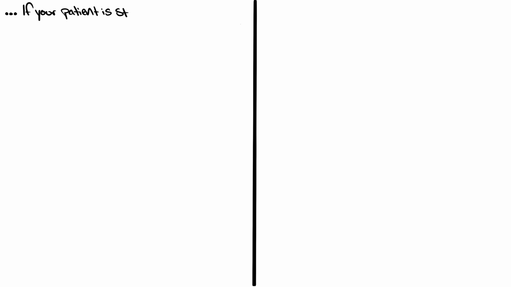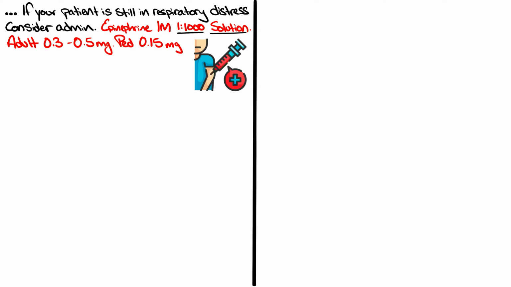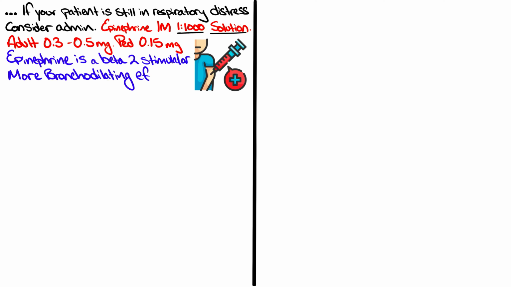However, if your patient is still in respiratory distress, you can consider administering epinephrine. Epinephrine is going to be given intramuscularly at a concentration of 1 to 1,000. Adults will get 0.3 to 0.5 milligrams, while pediatric patients will get 0.15 milligrams. Epinephrine, like albuterol, is a beta-2 stimulator, which gives us some more bronchodilating effects.